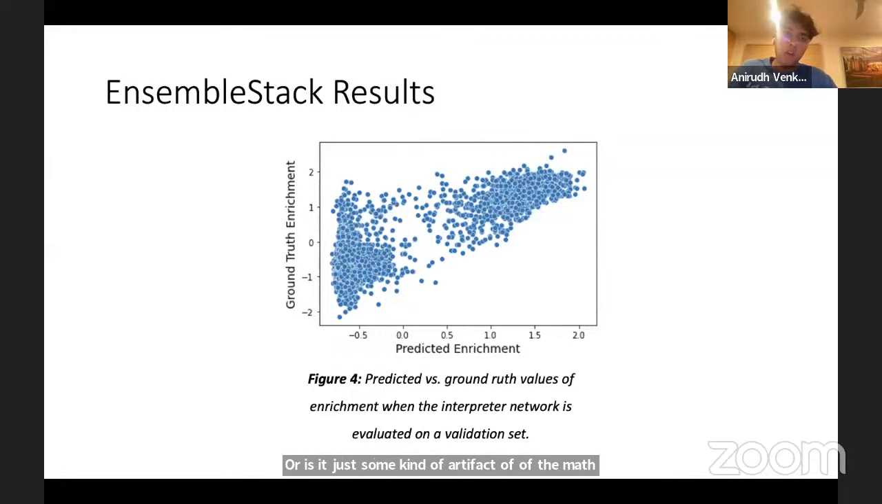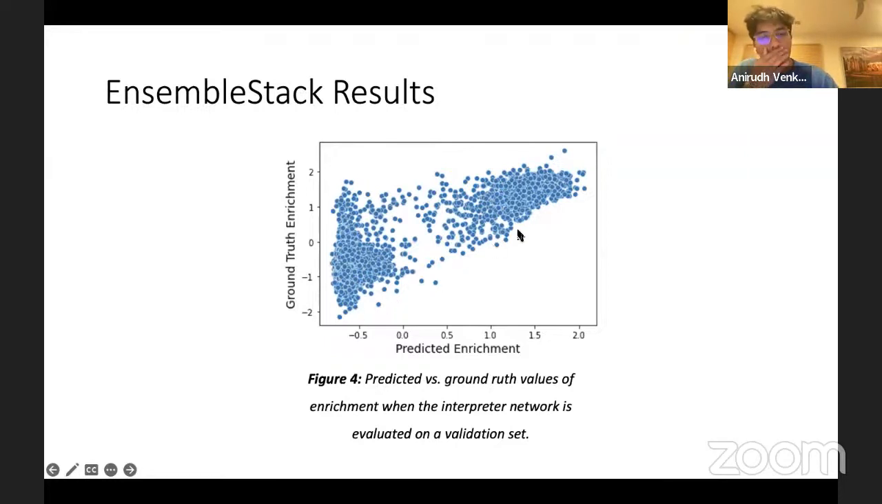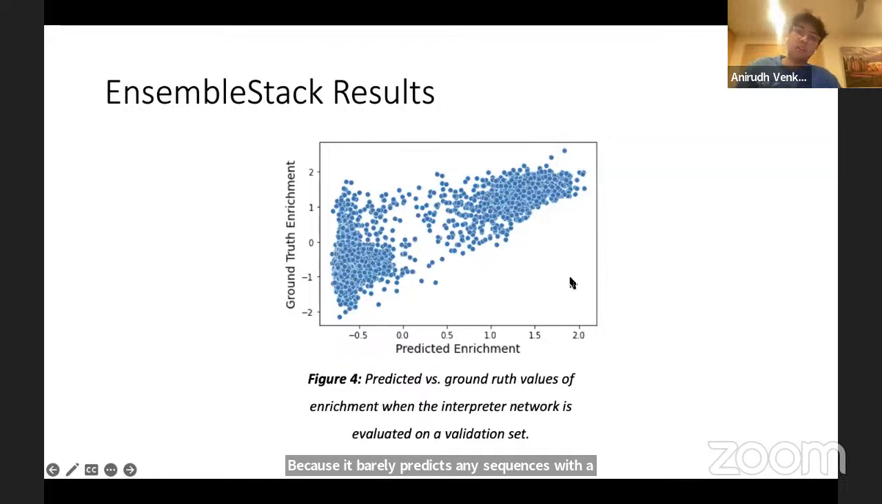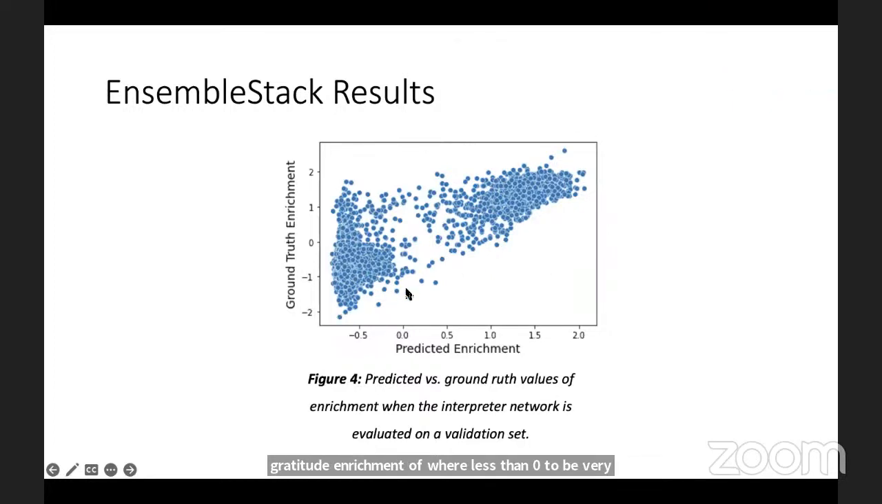Yeah, so I think the real world significance of that is the fact that there's not a lot of... would it be false positive? Yeah, false positives, because it barely predicts any sequences with a ground truth enrichment of less than 0 to be very high. So I think that's the real world significance that comes from that. Okay, thanks.